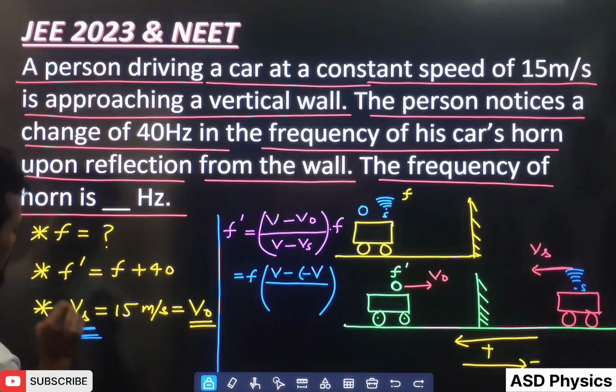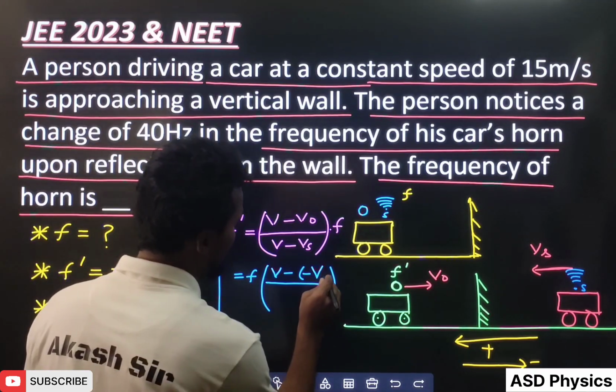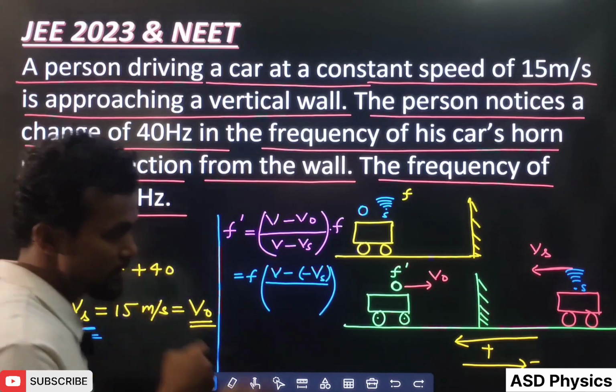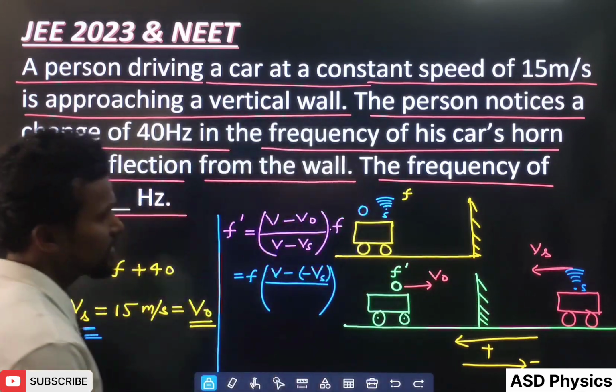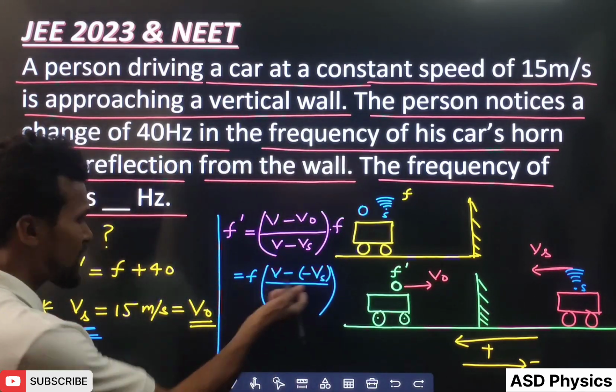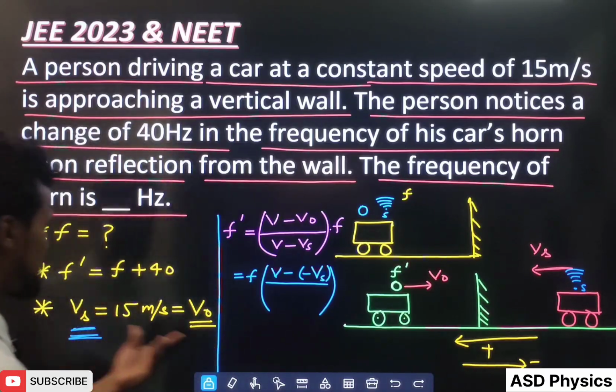See, the source frequency and observer frequency are the same only. So anything you can write here. I have written minus Vs here. Okay, minus Vs. V0 is on this side, so we can write minus Vs here, or even if you wish you can write V0 also, no problem, because both are the same only.